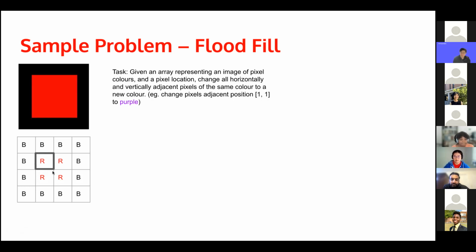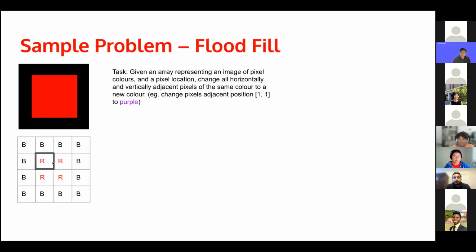And what I want to do is change all adjacent pixels that are of the same color to a new color. So let's say my new color is purple. I want to change all adjacent pixels from the one I selected, so all that are red, the same color, to purple.